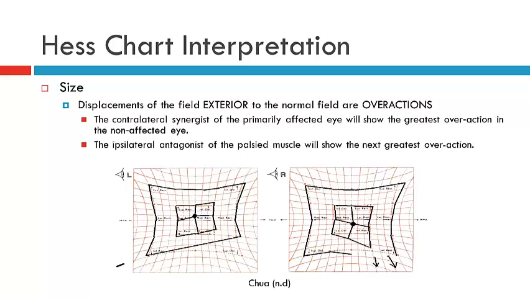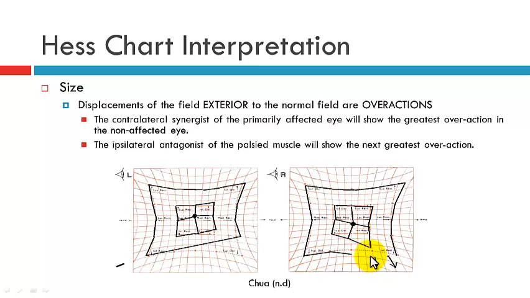Now, with overactions, we'll of course be looking for the opposite. We'll be looking for the displacement of the field exterior to the normal field. So if we have a look at this example, here is the inferior rectus, and what we see is an overaction with the patient's field being exterior to this normal position.